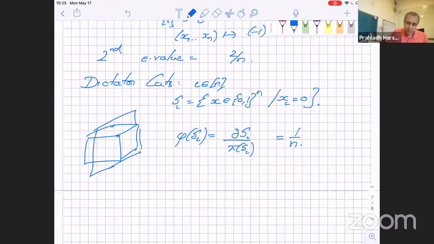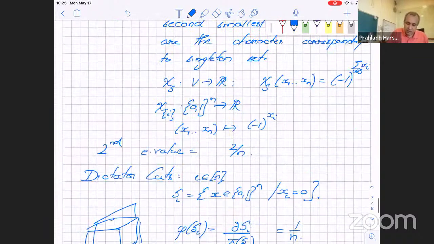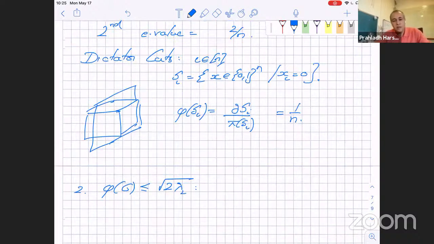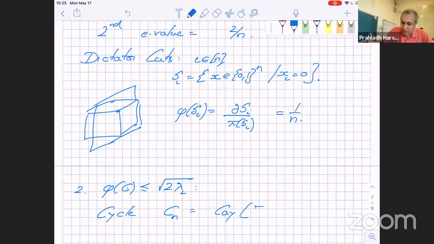So the second example I want to talk about is the other direction, phi G less than or equal to square root of 2 lambda 2. And here the tight example happens to be the cycle, that is Cn, which is the Cayley graph on Z mod n Z, with generators being +1 and -1.